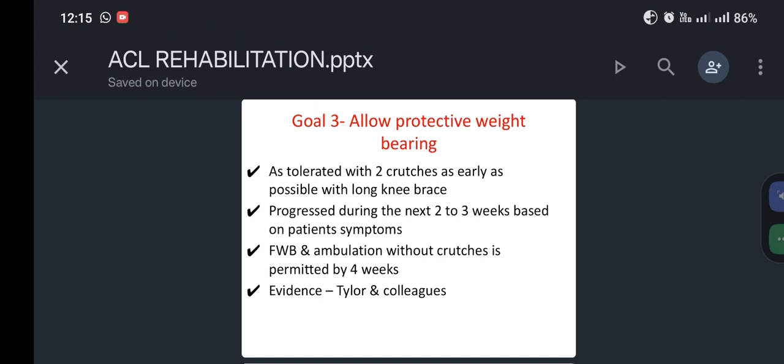Taylor and colleagues showed that immediate weight bearing reduced muscle inhibition at the knee joint in the early post-operative period, as demonstrated by an increased return of electromyographic activity in the vastus medialis obliquus, and also a reduction in the development of anterior knee pain in patients who began immediate weight bearing.